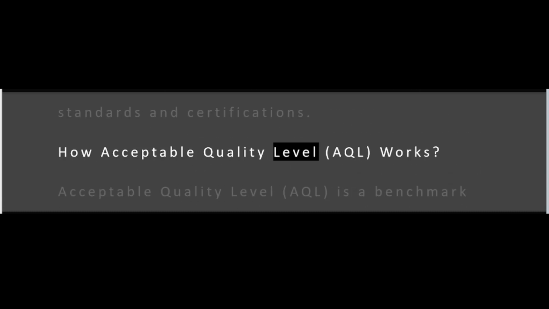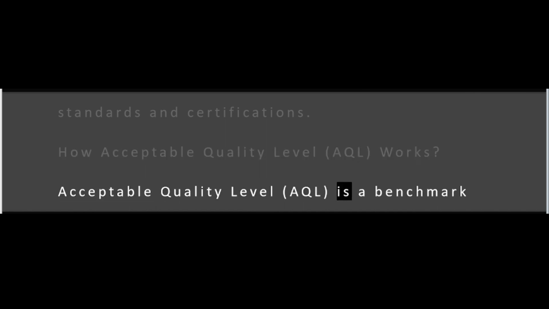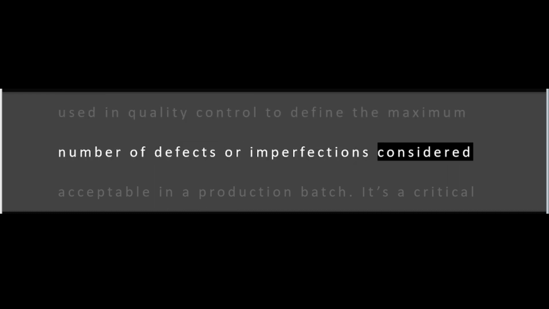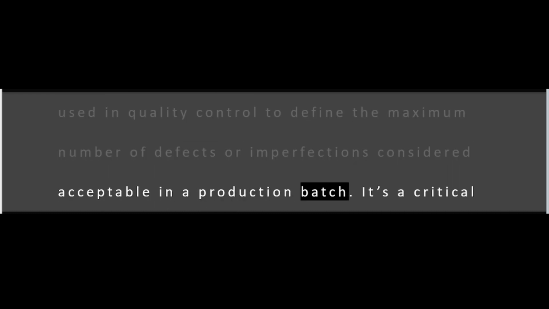How acceptable quality level, AQL, works. Acceptable quality level, AQL, is a benchmark used in quality control to define the maximum number of defects or imperfections considered acceptable in a production batch. It's a critical concept in manufacturing, ensuring a balance between product quality and production efficiency.